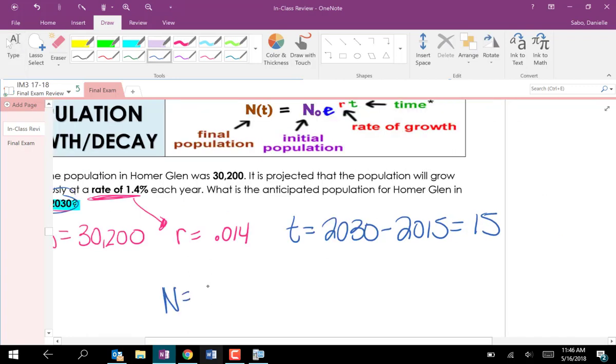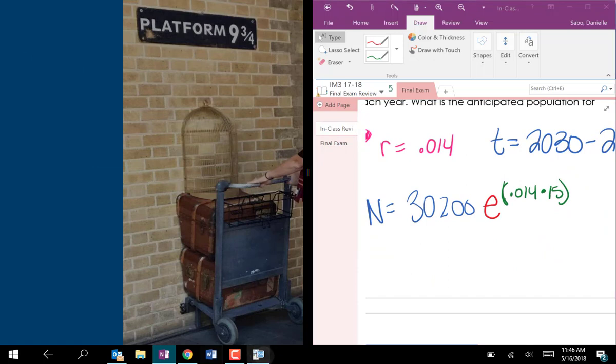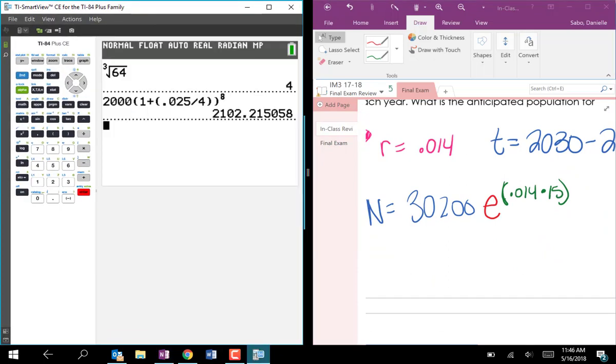What's my initial population? 30,200. E is, again, something you have to put in the calculator, and I will remind you how to do that in a second. My rate, we're just plugging in, is 0.014 times 15. And I put parentheses just in case. Now I'm going to show you how to put that in the calculator. Please pay attention. I really do not want to have to repeat how to find E, because I'm going to do it right now.